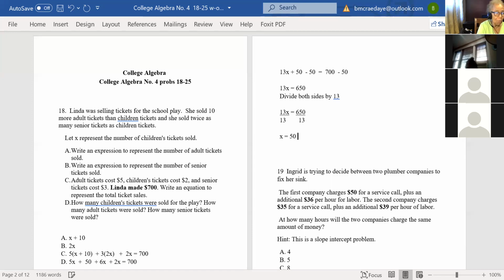So 50 would be what? That's the number. What did we say x was? The number of children. That's right. The number of children's tickets sold.